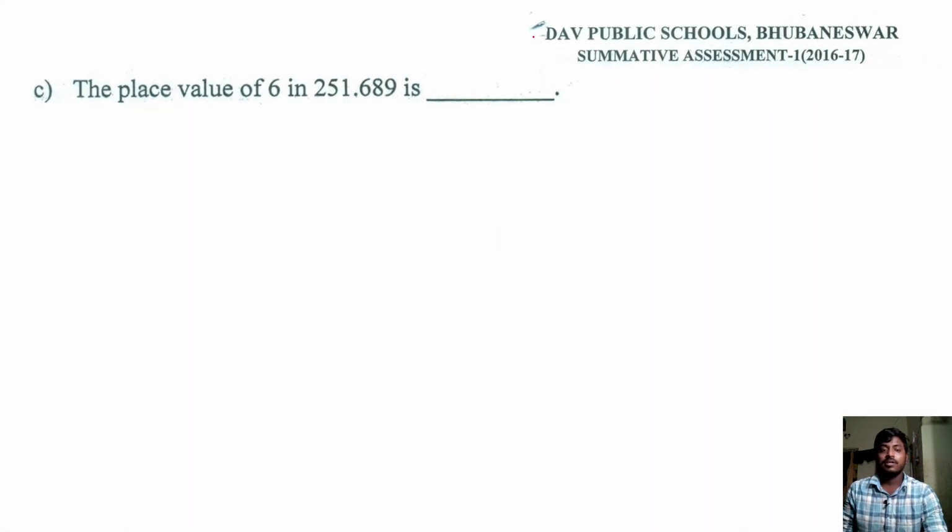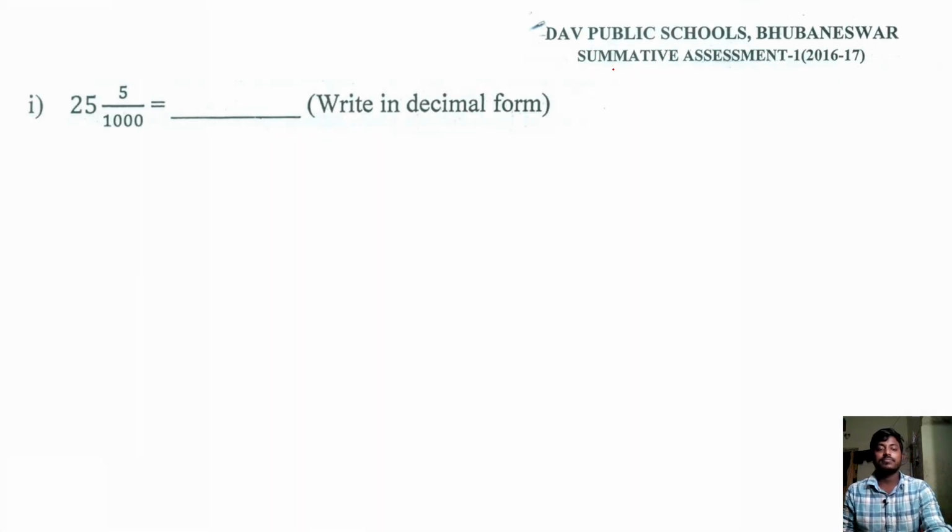Next, the place value of 6. The 6 is in the tenths place, so the answer is tenths. The place value is very, very important, okay, tenths. Now next, 25.005. This type of question is very, very important.